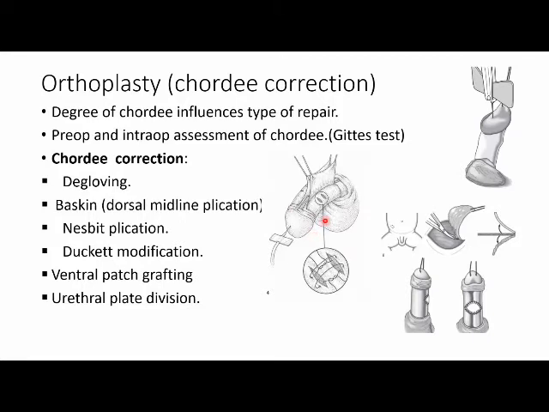And the thing we need to remember is, for the rest of the areas for suturing, we always use absorbable suture material. But in case of plication, it is always better that you use a non-absorbable material like 6-0 Prolene.